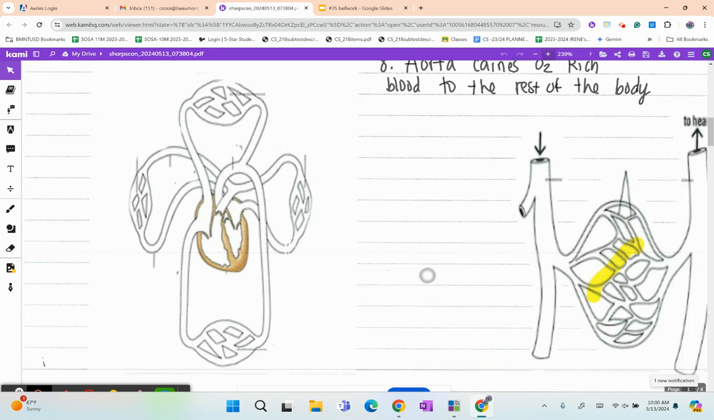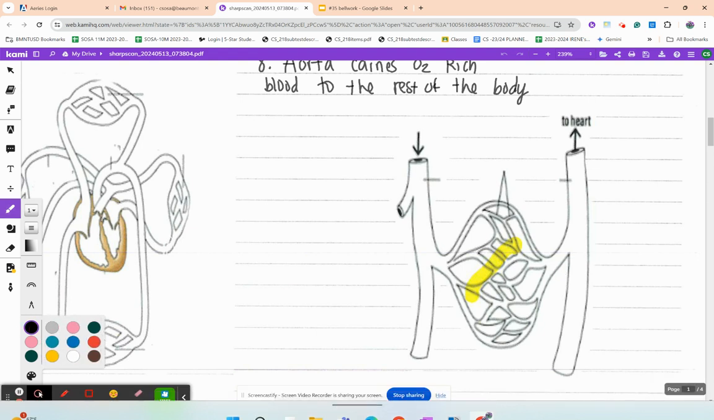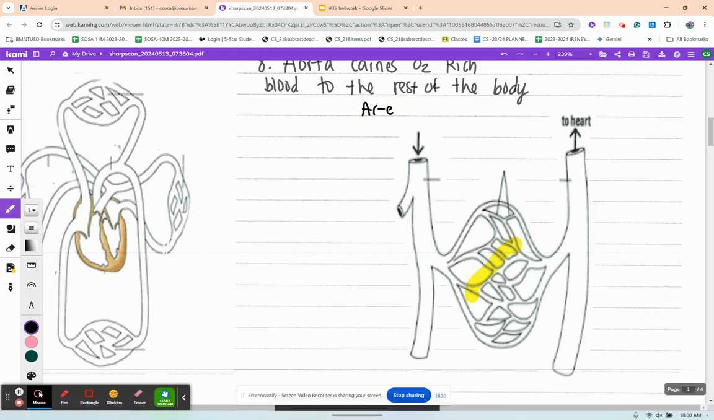And before I get to this one, let's look here at the bottom. I'll start here. We have three types of vessels: arteries, capillaries, and veins. Arteries are large vessels that carry blood away from the heart to tissues of our body. So here's my artery, because it's away from our heart towards tissues of our body.